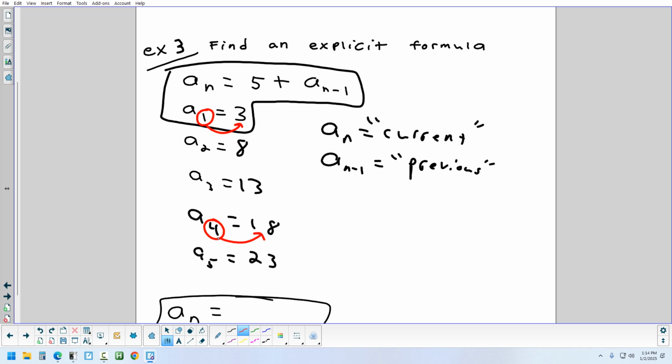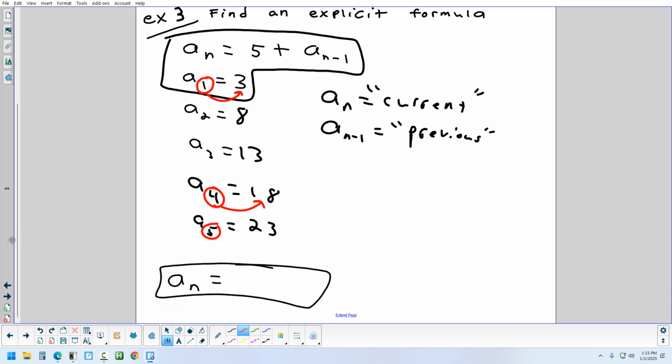Yeah? Maybe like times 5 minus 2. Yep, that's exactly what it is. It's times 5 minus 2. If you multiply 5 times 5, you get 25. Minus 2 is 23. 4 times 5 is 20. Take away 2 is 18. So that's the pattern. Multiply by 5 and minus 2.